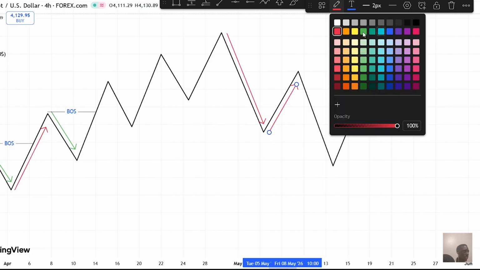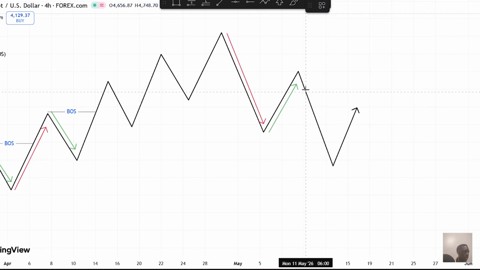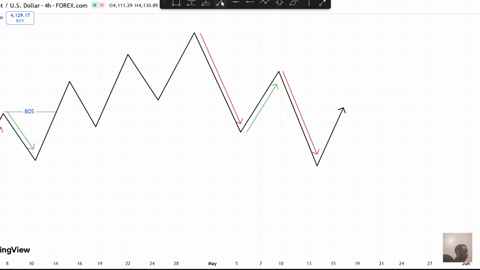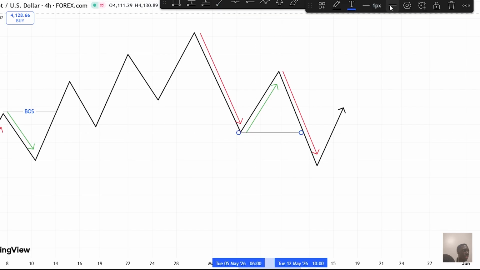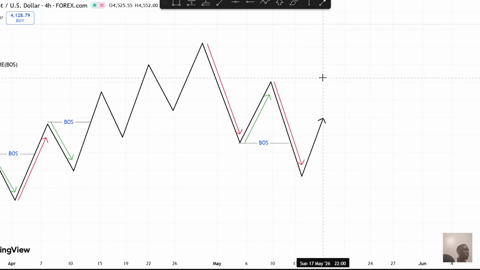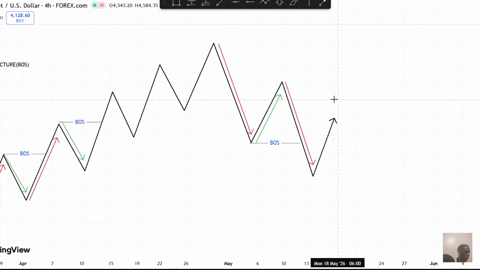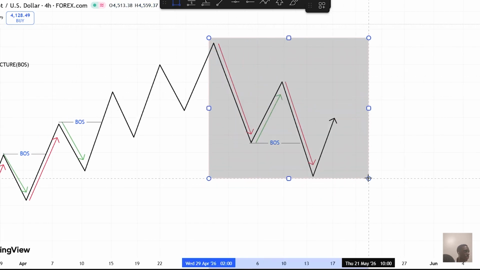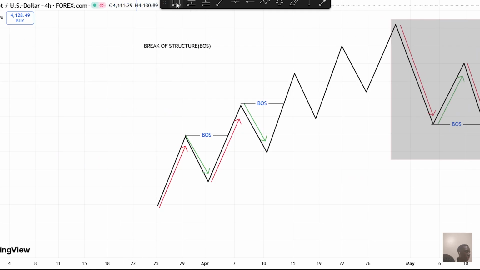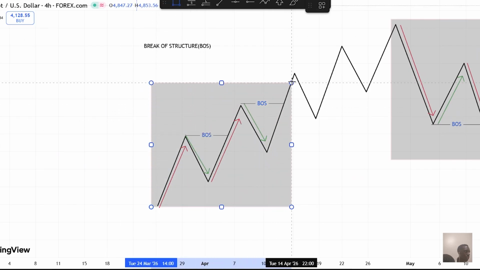As you can see here, price breaks and gives us a breakout structure. So essentially, this is an indication to show us that our structure is turning bearish, or we are turning bullish, as you can see here.